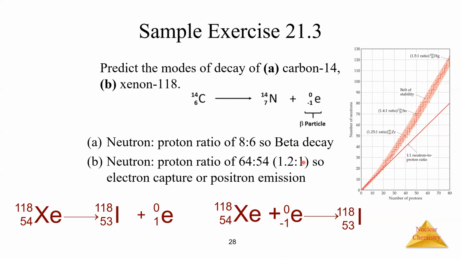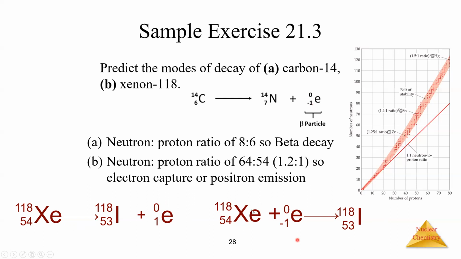So we're basically going to convert a proton into a neutron, and we can do that in 2 different ways. So the reaction on the left here, and you'll notice in both cases we wind up with iodine 118. But the reaction on the left would be an example of positron emission. So we're ejecting that positive electron basically. So we've got a 1 here rather than a -1 like we had with the beta decay.